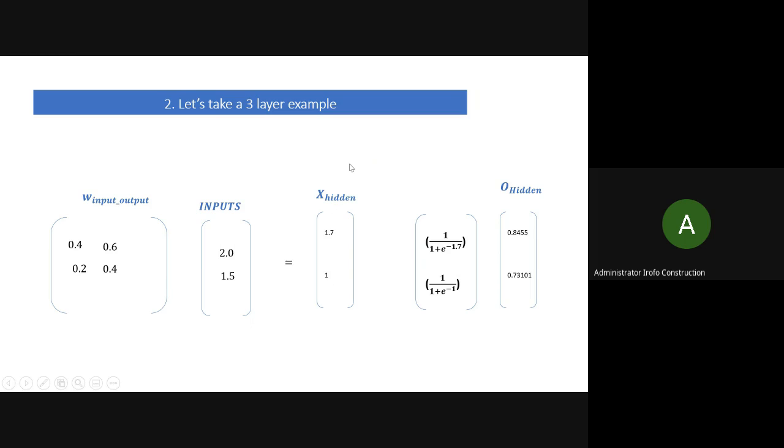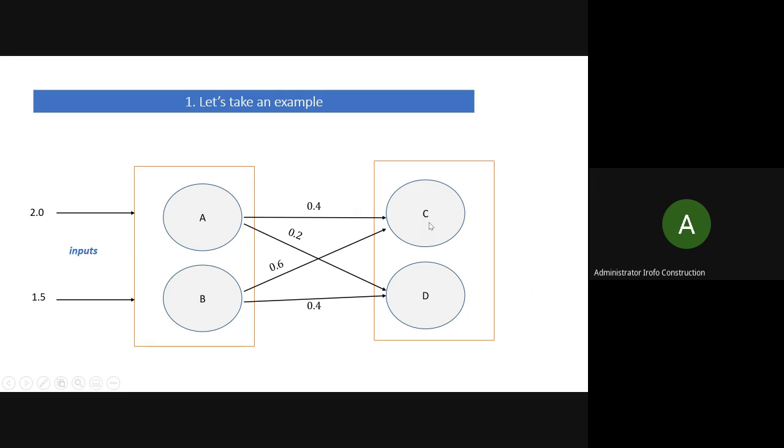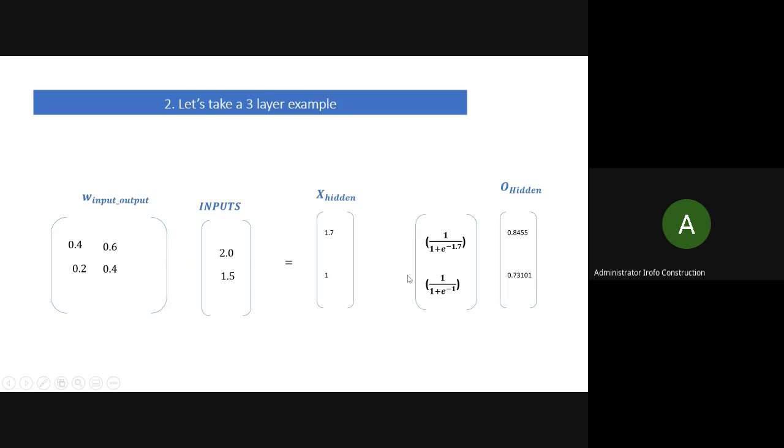When you get this, say this is our X hidden. Why do they say X hidden? Because it's the input into the hidden layer, the input into this node and this node. But you're not done. This is just our activated input. If you remember from our previous lesson, we were talking about activated input.